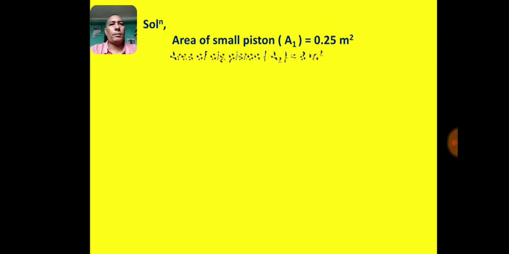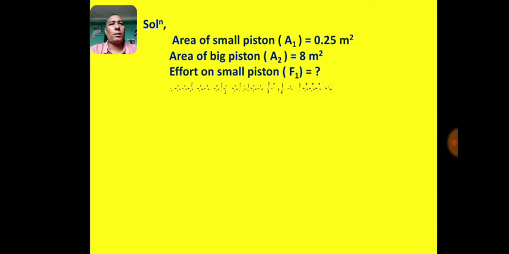Solution. Area of small piston A1 equals 0.25 square meter. Area of big piston A2 equals 8 square meter. Effort on small piston F1 equals what? Load on big piston F2 equals 1000 Newton.